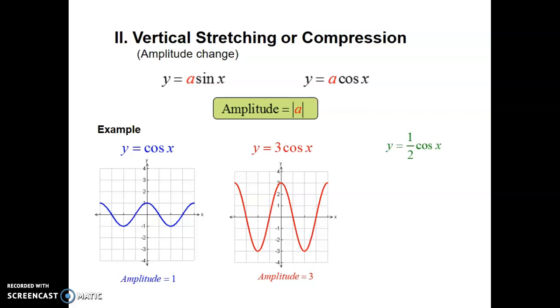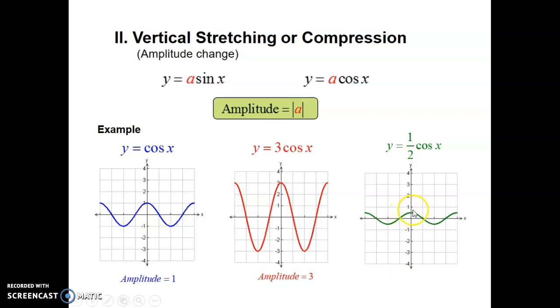If I have 1/2 cosine of x, this is a vertical compression by 1/2, but it also creates an amplitude change, and so the amplitude will go from 1 to 1/2 instead.